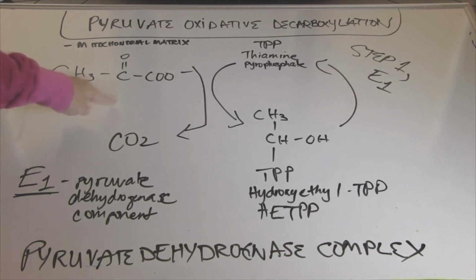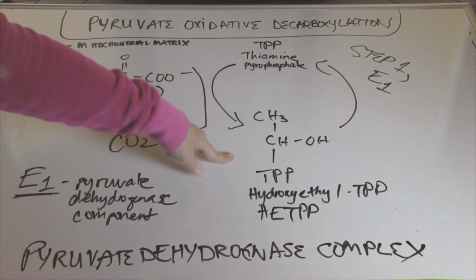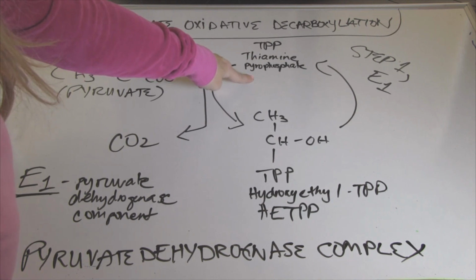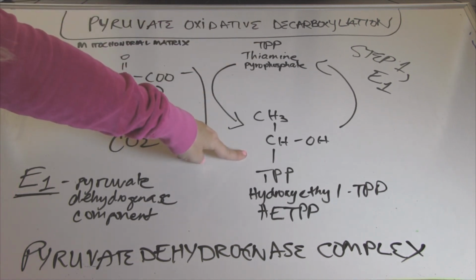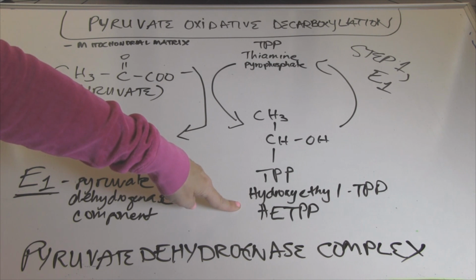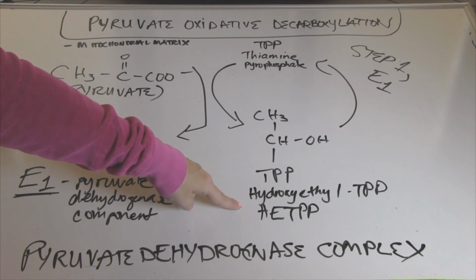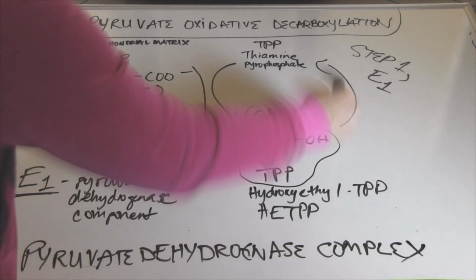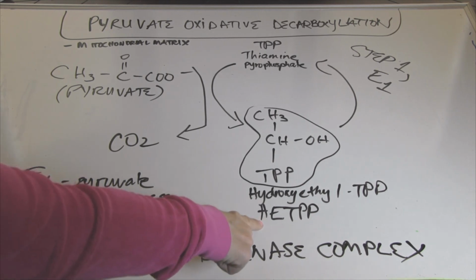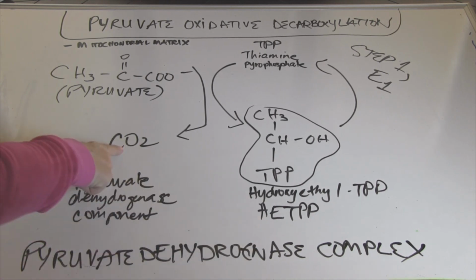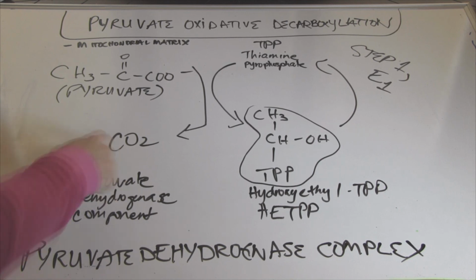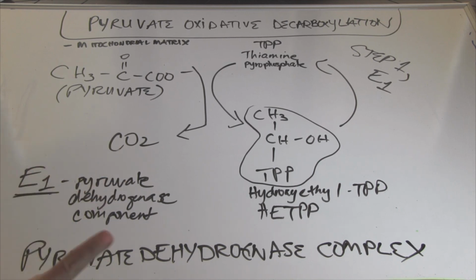Again we have pyruvate reacting with thiamine pyrophosphate. We're creating a molecule of hydroxyethyl TPP, which is here. And so this is the product of step 1, HETPP, and we lose a molecule of CO2. Okay, so that's step 1. This happens in the mitochondrial matrix, and this is not part of the Krebs cycle. This is a pre-step before we enter the Krebs cycle.